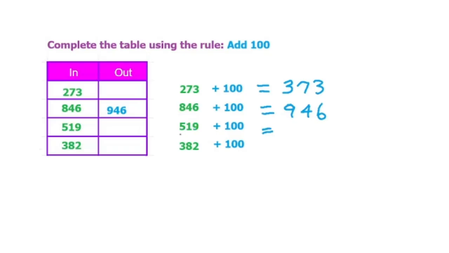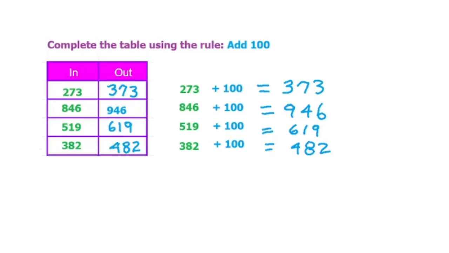Then for this one, 519 becomes 619. And then for this one, 382 becomes 482 if you add 100 to it. So these are the answers to our table. We could fill them in. 373, 619, and 482.